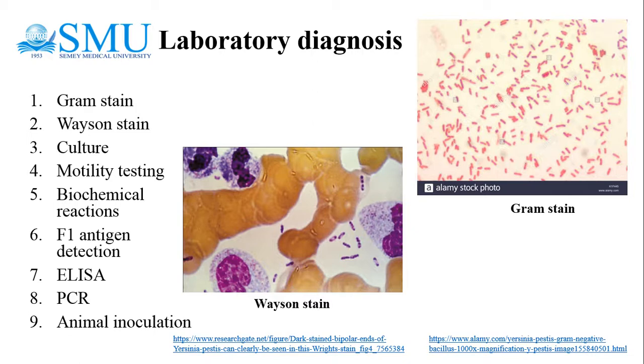And this is motility testing. Gram staining of culture smear reveals pleomorphism, coccoid forms, and Yersinia pestis is non-motile both at 25 degrees Celsius and 37 degrees Celsius, in contrast to other Yersinia species which are motile at 25 degrees Celsius and non-motile at 37 degrees Celsius.